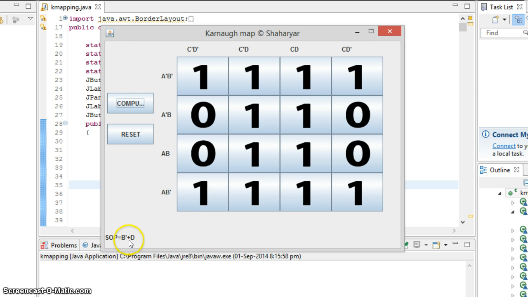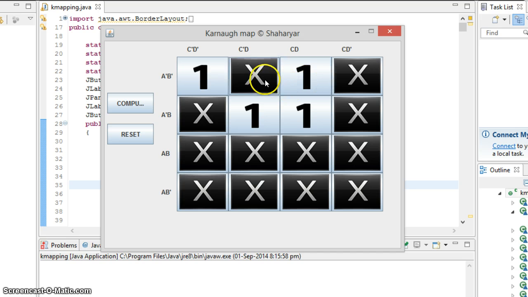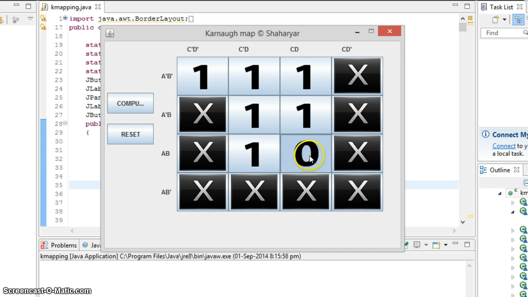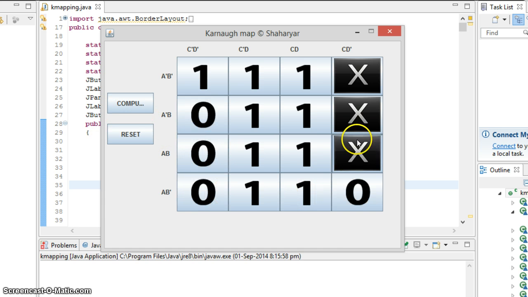The sum of products has B dash for the first grouping, and for the second grouping, it is also a group of eight. Here, all the A and B are cancelled out, and we have at the end D, C dash, and C is cancelled out. Let's check another example. Reset it. Compute it. Make the other one zero.